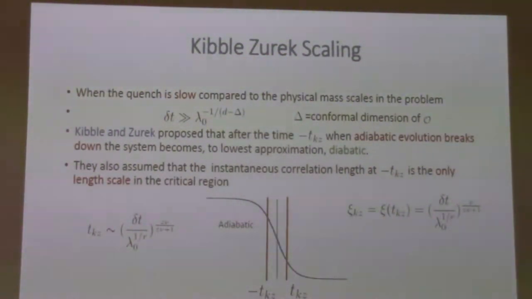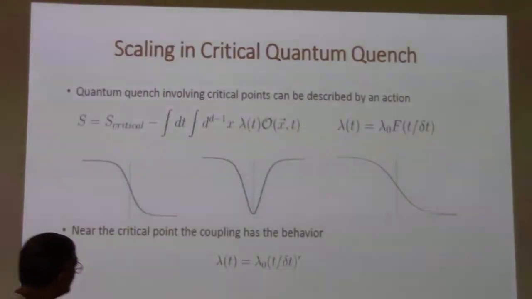Is R positive? R is going to be positive and an integer. Most of the time, I'll deal with R equal to 1. They can be generalized to arbitrary R. Near critical point, where is this? Near critical points mean lambda equal to 0. Oh, okay. When lambda is 0, it's a critical action.